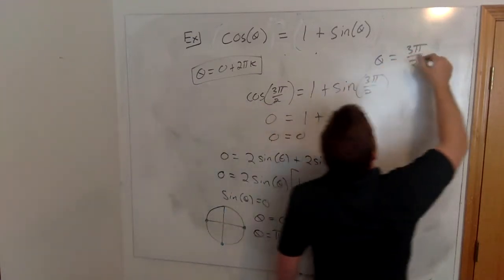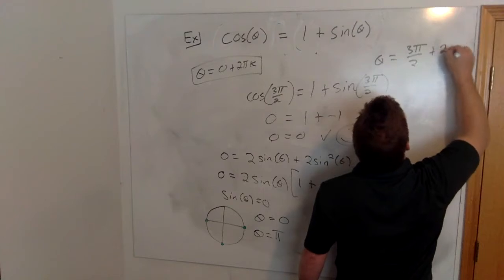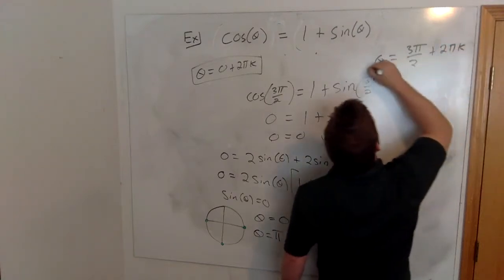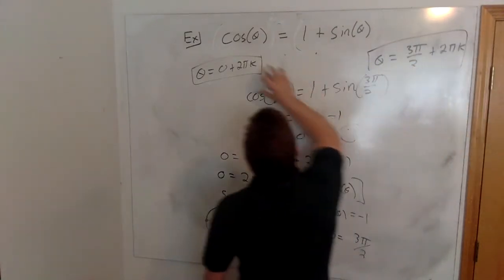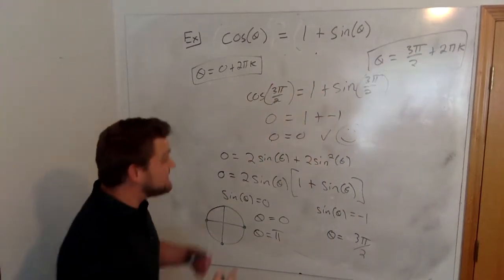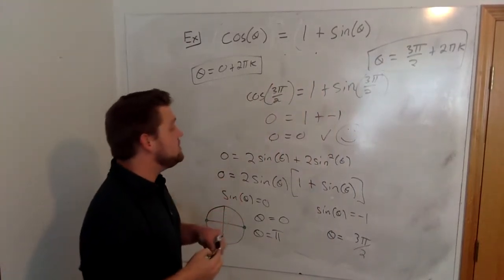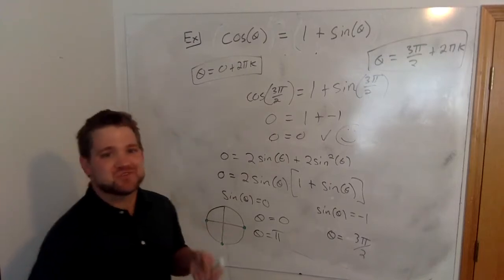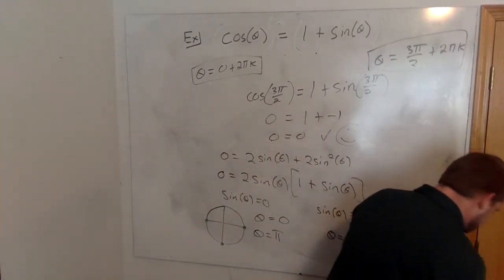So 3 pi over 2 plus 2 pi k. So here is the solution set to this equation here. So squaring both sides is a very useful technique. You just have to be careful because you can introduce extraneous solutions. Okay.